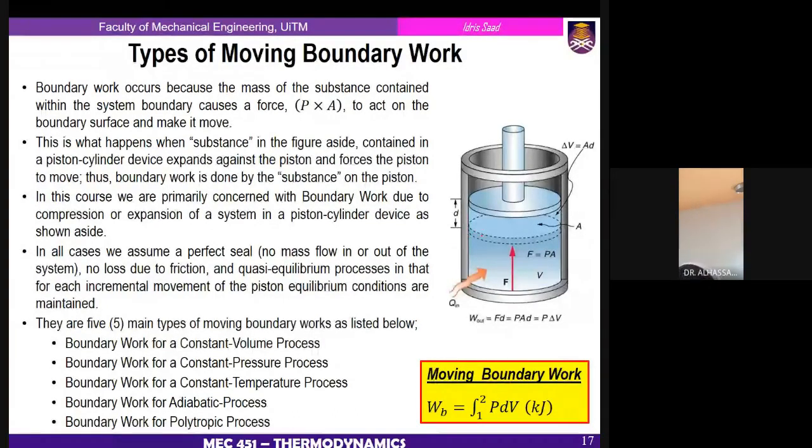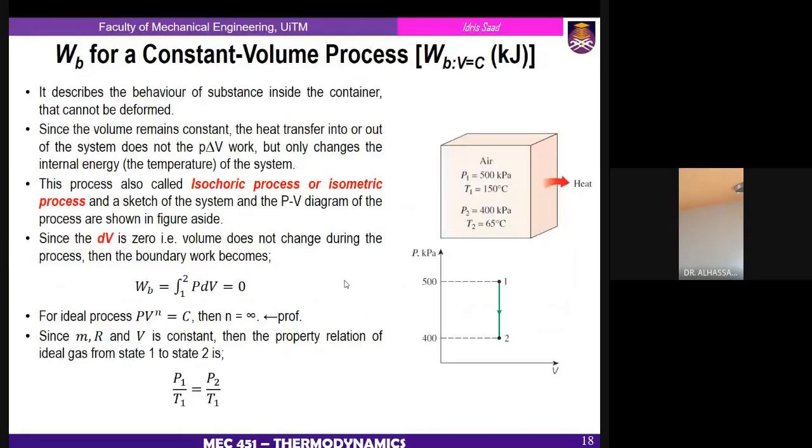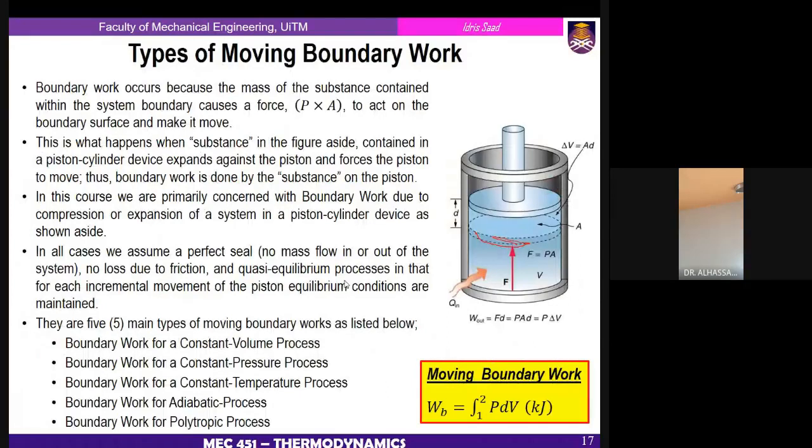The work associated with a moving surface means, if you take the piston, the piston moves to and fro inside the cylinder. This is what we refer to as moving boundary. Because of this movement, different thermodynamic processes exist, and because of this, we will have different boundary work. First, we will look at boundary work for a constant volume process.